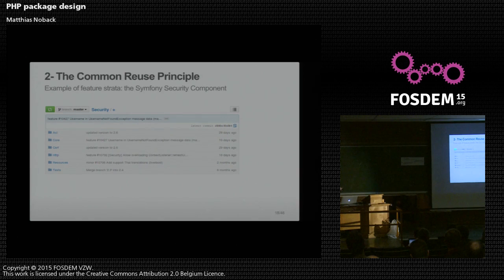One example is from my actually favorite project, Symfony, the Symfony Security Component. It contains features for ACL, access control. There are core features which are needed by all of the other features. There is CSRF for cross-site request forgery protection, HTTP features to support logging in using forms, for instance. And then some other things. But basically, these components, ACL, CSRF, and HTTP, require a core, but they can be used entirely separately. So it totally makes sense to have separate packages for them.